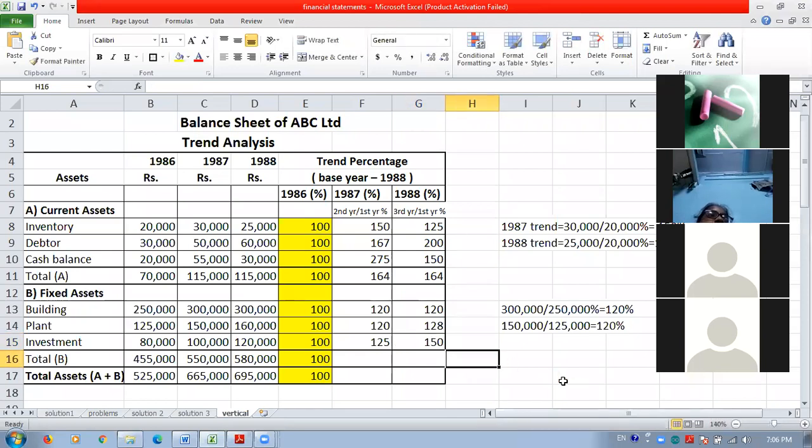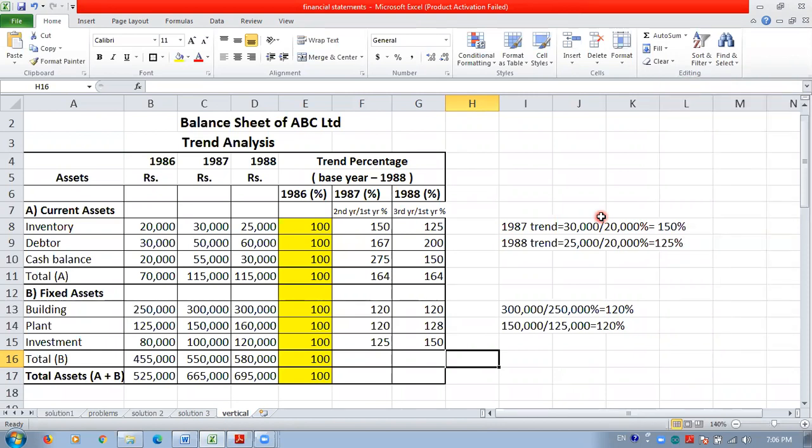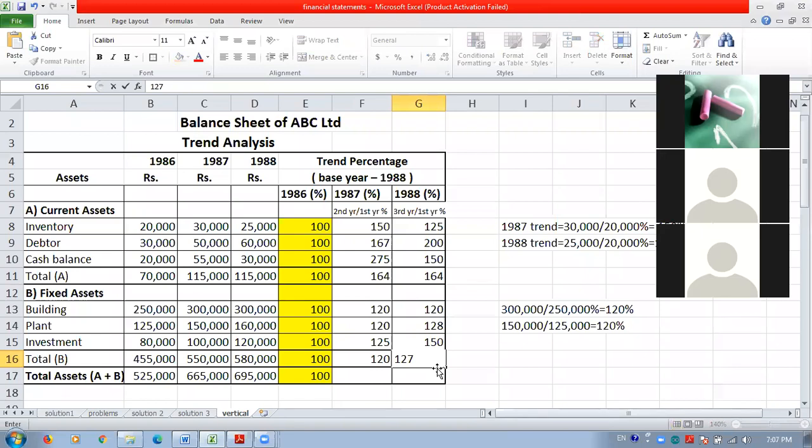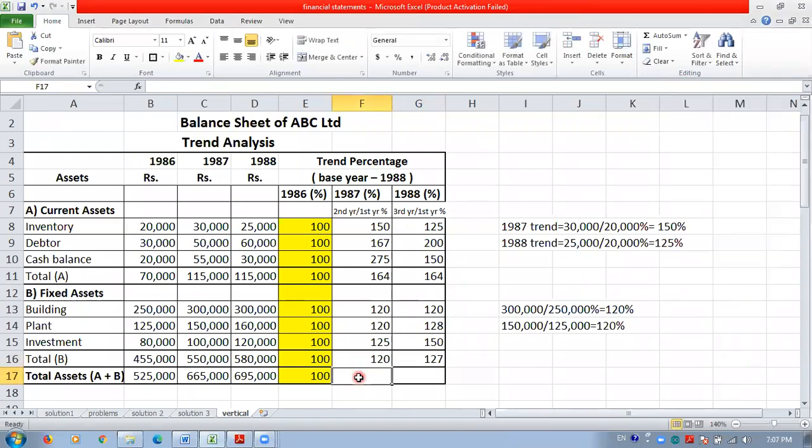Yes. For the next thing, for total of fixed assets, what will be the percentage? Okay. Yes, Aarti, very good. It is 120 and 120. Yes, very good. 120 and 127. Okay, very good. So Gaude, Omkar, Isha, Om, Rutuja, all are right. Very good. Give me for total of assets the percentage.